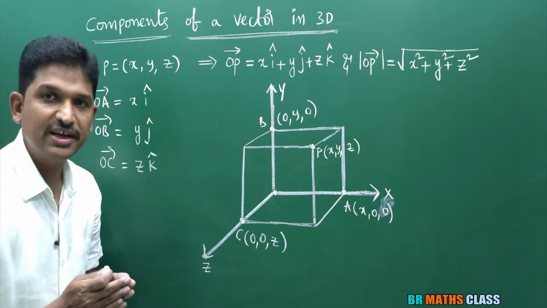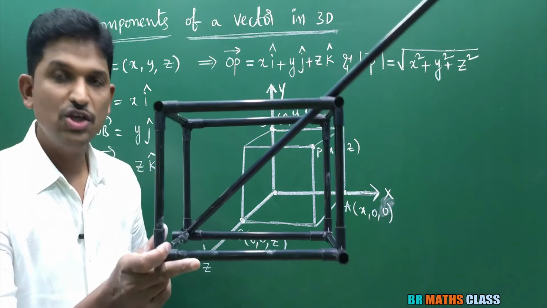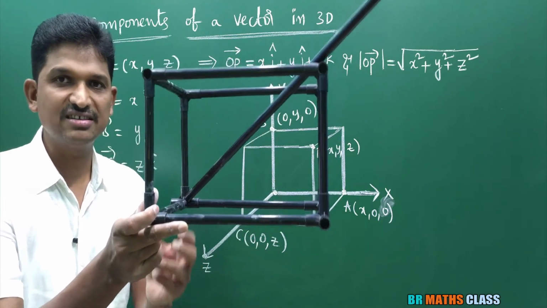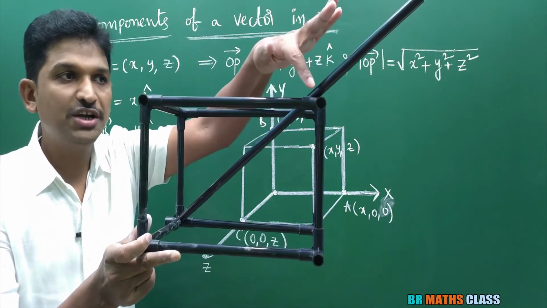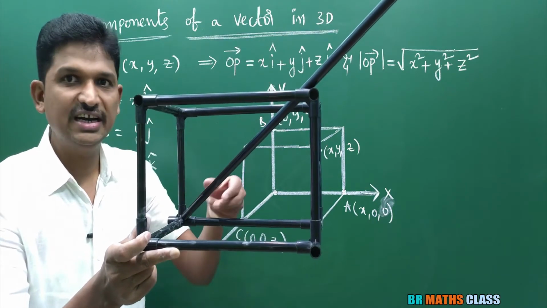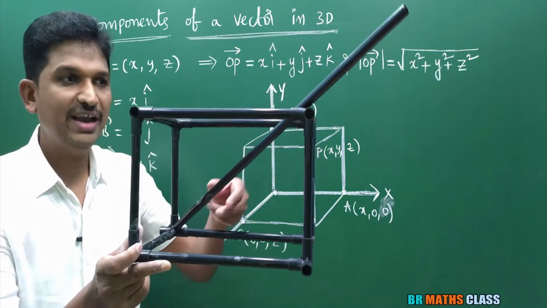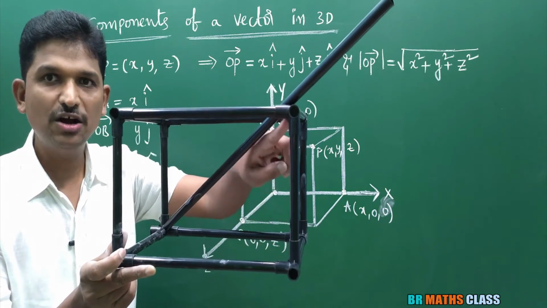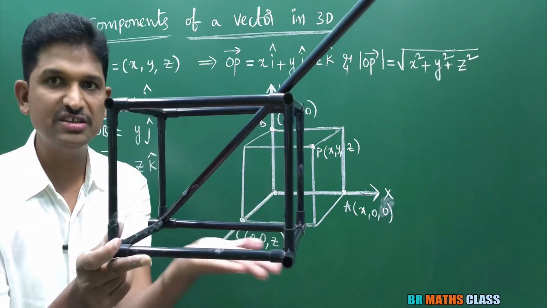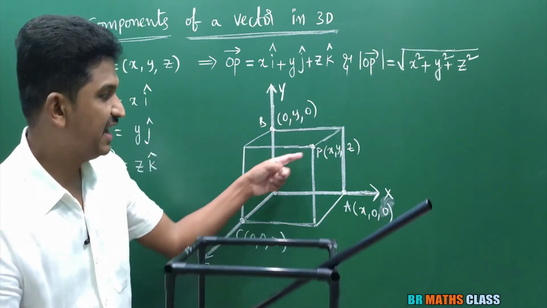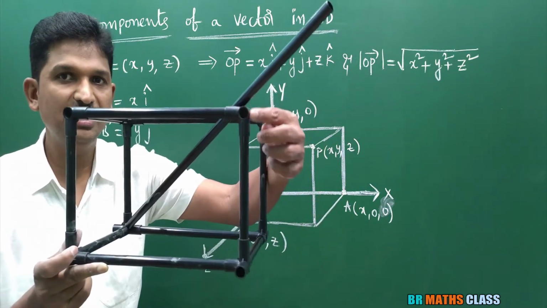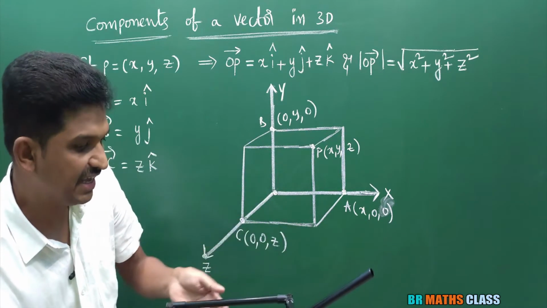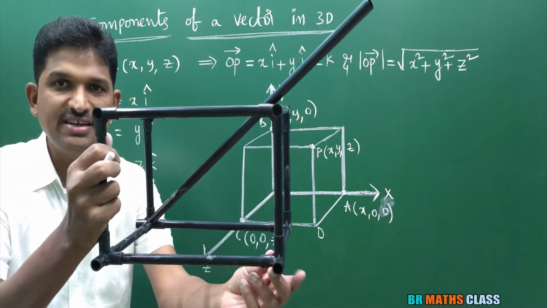Now what am I trying for? I am trying for OP bar. You observe this, as I am saying from the beginning, this is the x-axis, this is the y-axis, this is the z-axis. What I need is OP bar, where this is the point P. To calculate OP bar, I'll draw PD, which is perpendicular to this plane. You can observe that in this diagram. This is PD, and this is the point D.